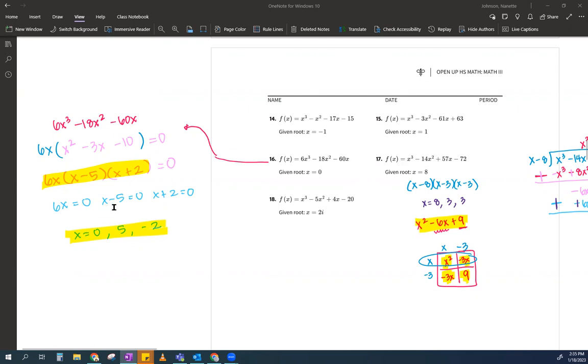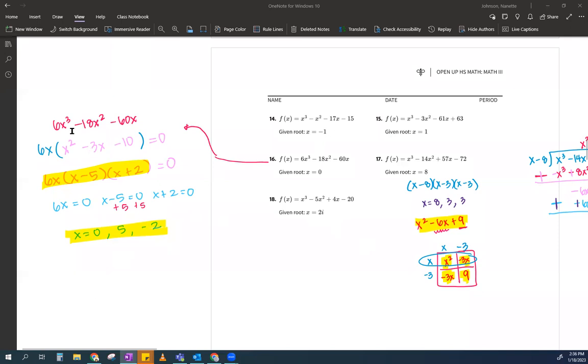Oh, so if I solve this, right? If x minus 5 equals 0, can you all agree with me that I would add 5 to both sides? So then I get x is equal to 5. Yeah. Very good. Okay. How did I get this one?